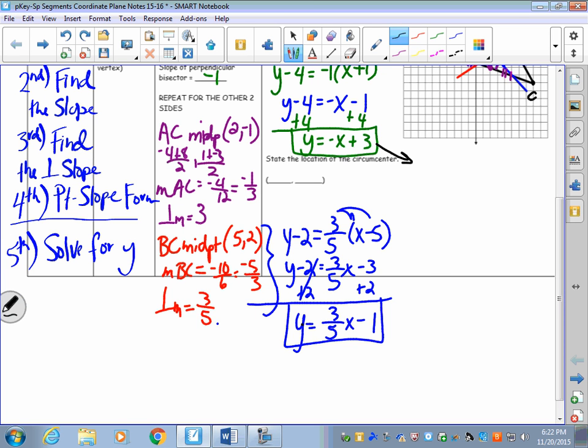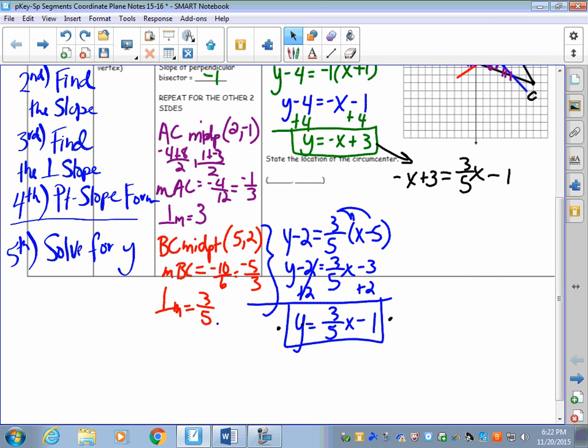We know y equals a negative x plus 3. So I'm going to plug it in for the y that's in this equation down here. So I'm going to have a negative x plus 3 equals 3/5 x minus 1. And now we're going to solve for x. I would prefer that we get rid of the fractions first. Remember how we had to do that? So we can get nice whole numbers when we're dividing.